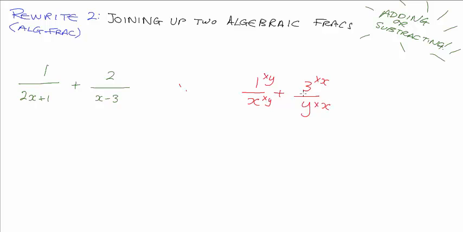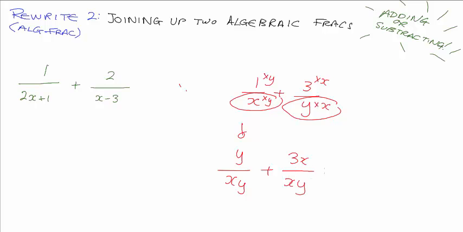Can you already see that by multiplying this fraction by that denominator, and that fraction by this denominator, you get x times y on the bottom here, and y times x here, which is the same? So let's have a look at what this becomes. This becomes y over xy, and this one becomes 3x over yx, which is exactly the same as xy. So now this one just becomes y plus 3x over xy. That's all there is to it.